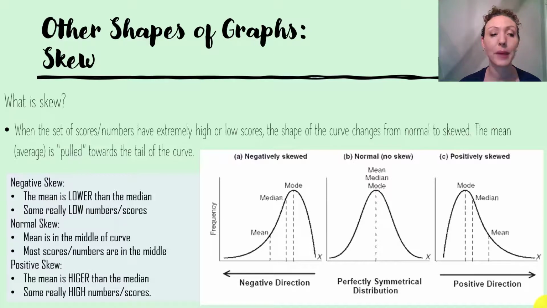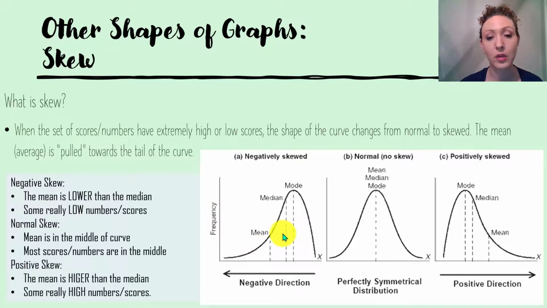Skew is basically when you have a set of numbers, and within that set of numbers, you have a few extremely high or extremely low scores. Those scores are going to change the shape of your curve, and they're also going to change the average. So the mean, or the average, is going to get pulled towards the tail of that curve. So let's go ahead and take a look at the different types of skew. First, let's look at negative skew.